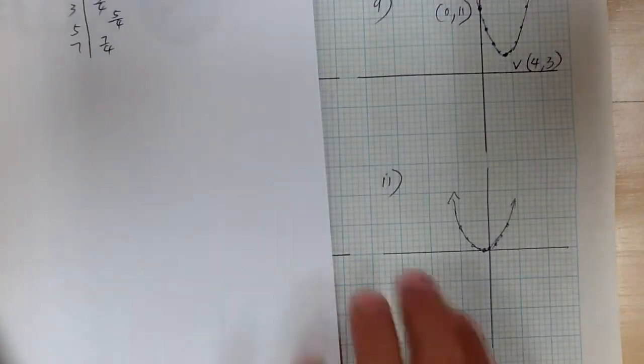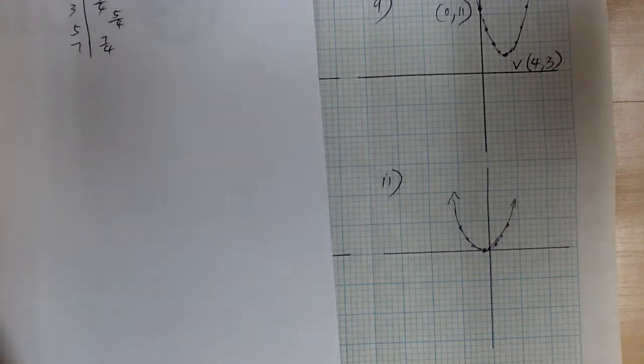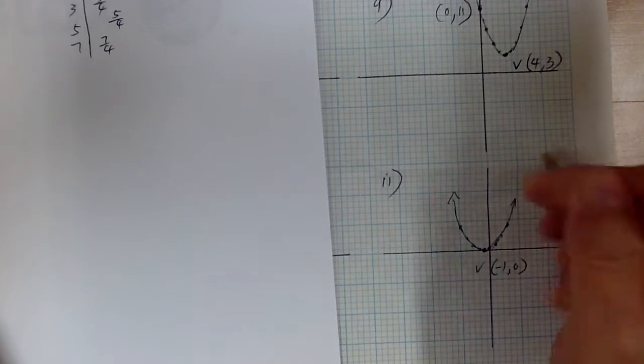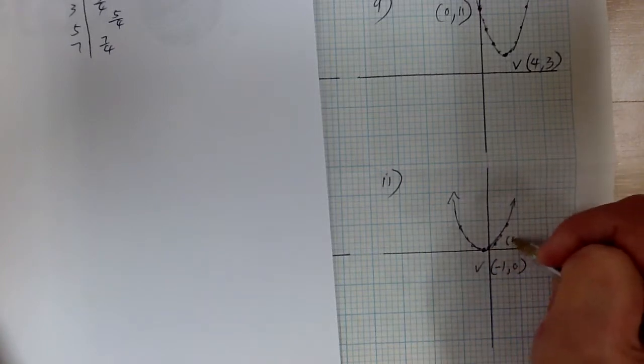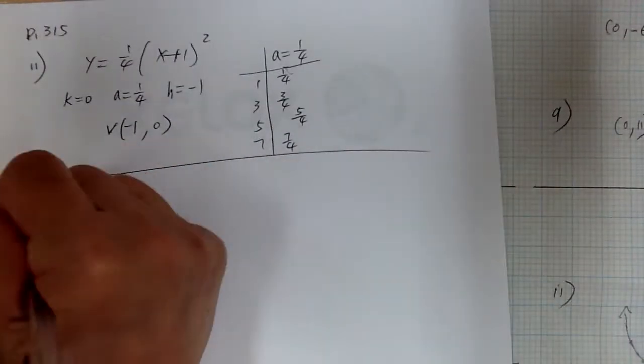Okay, and after that you have to label. So your vertex is going to be at negative 1, 0, and the point where you cross over would be 0, 1 over 4. Okay, so let's go to number 13.